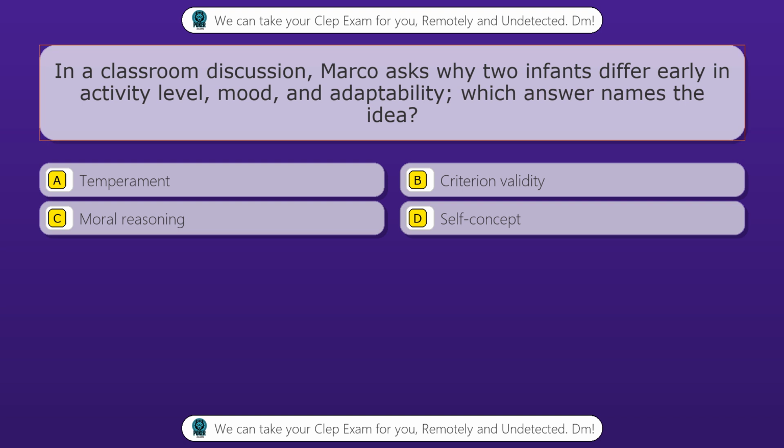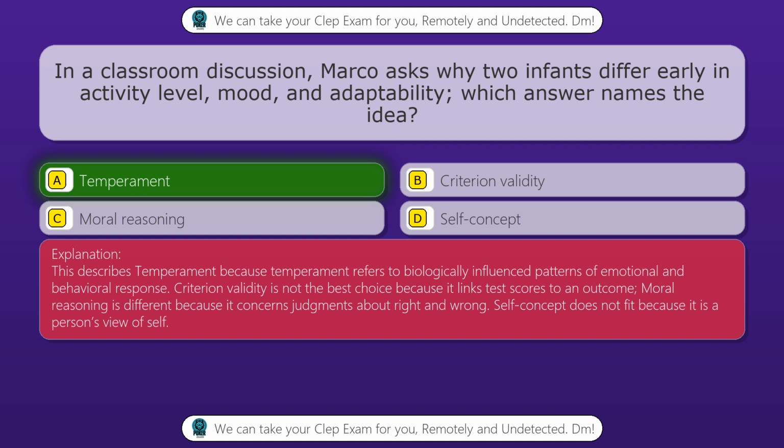Option C, moral reasoning. Option D, self-concept. The correct answer is option A, temperament. This describes temperament because temperament refers to biologically influenced patterns of emotional and behavioral response.